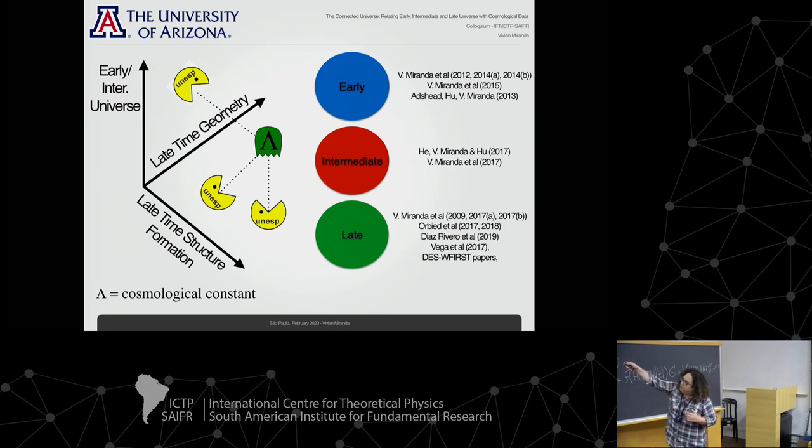And my way of approaching dark energy, here's lambda, is to try to go through three different axes. I'm trying to understand how the geometry works, how structure formation works, but also how the early universe and intermediate universe work. And I believe, and I have been defending this for many years, that you need the three of them to try to understand dark energy.